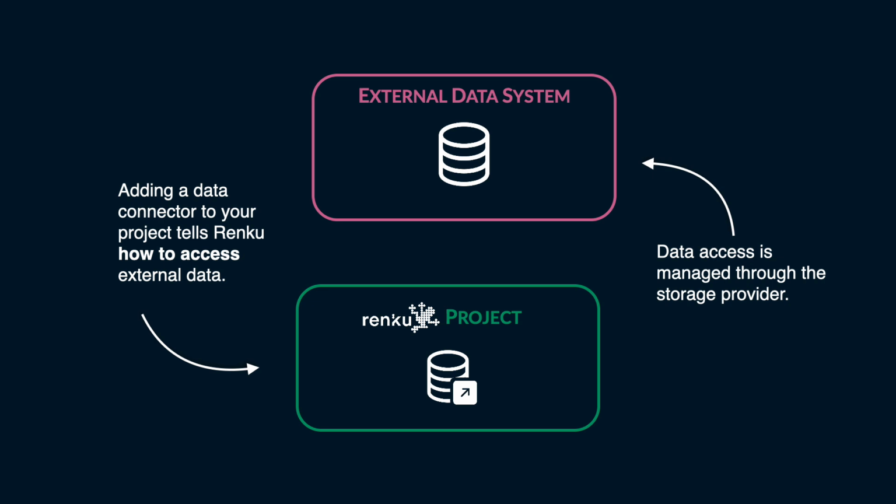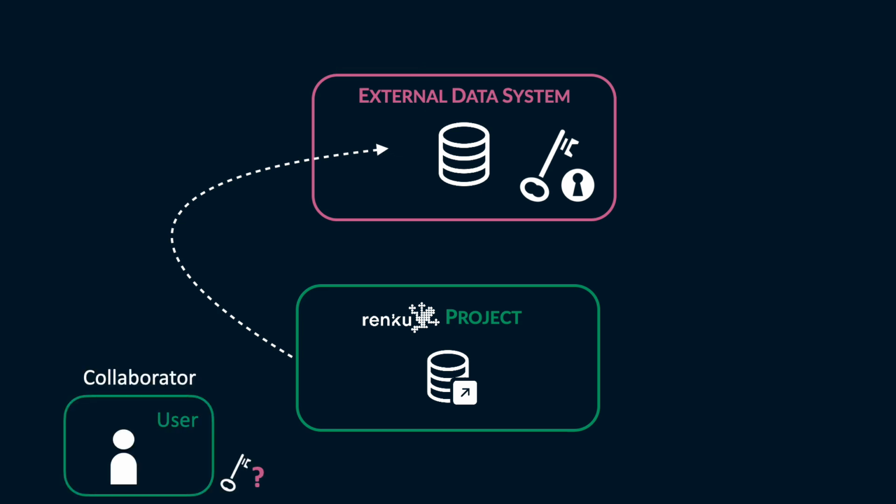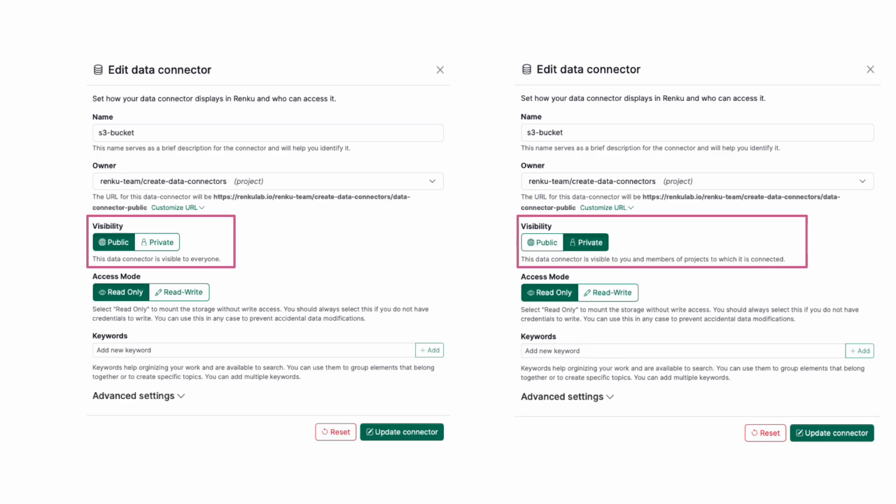You will always manage access rights to the data in the system where the data is stored. For example, if you connect an S3 bucket to Renku, you'll continue to manage the access rights to the bucket in the S3 provider. If a collaborator needs access to a password-protected data connector in Renku, share credentials with that collaborator safely outside of Renku.